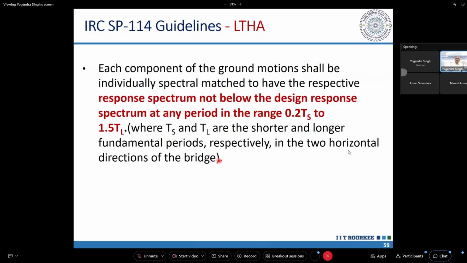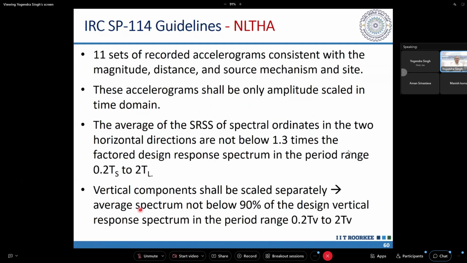spectral matching for vertical ground motions also, and that will be spectral matched with the vertical target spectrum in the range of 0.2 TV to 1.5 TV, where TV is the vertical period of vibration. So in that range, the vertical acceleration will also be matched, and then we will perform analysis of our structure under simultaneously applied 3 ground motions. So both the horizontal ground motions and the vertical ground motions will be applied simultaneously, and we will consider the peak or envelope response about x-axis, y-axis, and z-axis, that we will use for design.